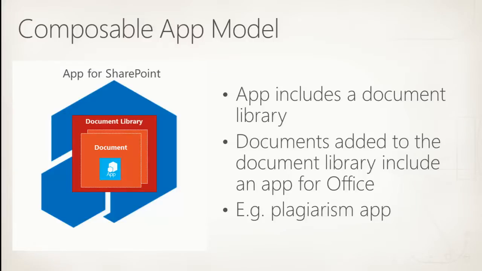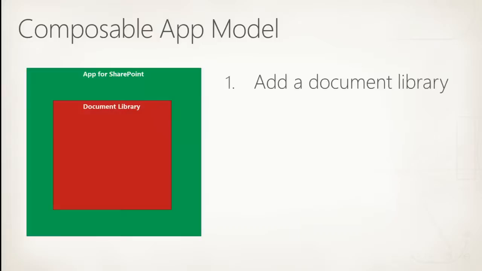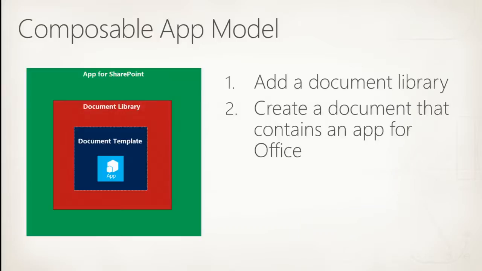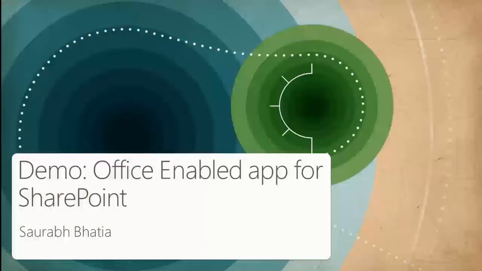So from a developer standpoint, what does that mean? What do you actually do to enable that? Well, you have your app for SharePoint, just like the one that Saurabh just showed. You add a document library to it. You create a document or a template that contains an app for Office, and you set the default content type for that document library to be that document or template. So to continue to build upon this Flickr app that Saurabh just showed you, we're now going to make it into an Office-enabled app for SharePoint.